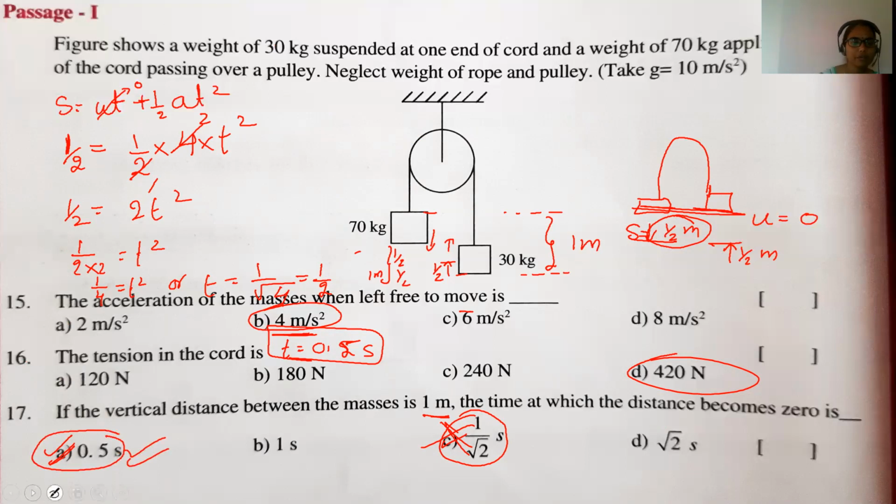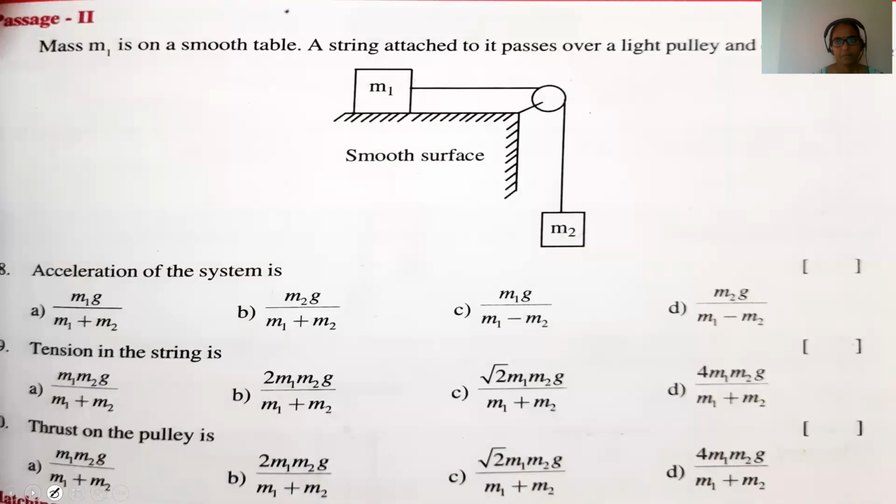We'll go to the second passage. Yes, observe the second passage. It is a direct formula type. M1 on the smooth table is attached to a string that passes over a pulley and carries a mass M2. Like this, M1 and M2 are given. Any condition given? No condition. So the acceleration of the system they are asking. What is the acceleration of the system? The direct formula is m2g divided by m1 plus m2. Okay, this is the formula.